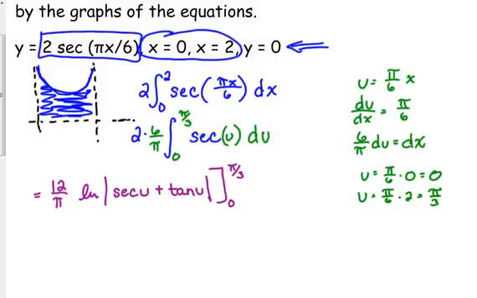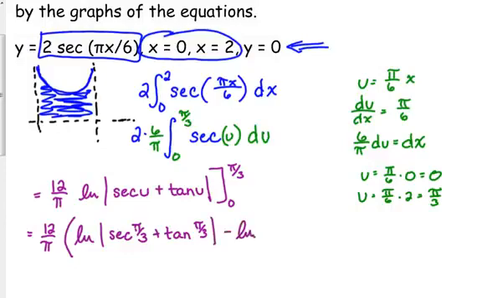Okay, so at this point, the reason why I changed my limits was so that I don't have to plug the pi over 6x back in there. I'm just going to leave it as u and make my life a little bit easier. So leave the 12 over pi out front. The natural log of the absolute value of the secant of pi over 3 plus the tangent of pi over 3, minus the natural log of the absolute value of the secant of 0 plus the tangent of 0.